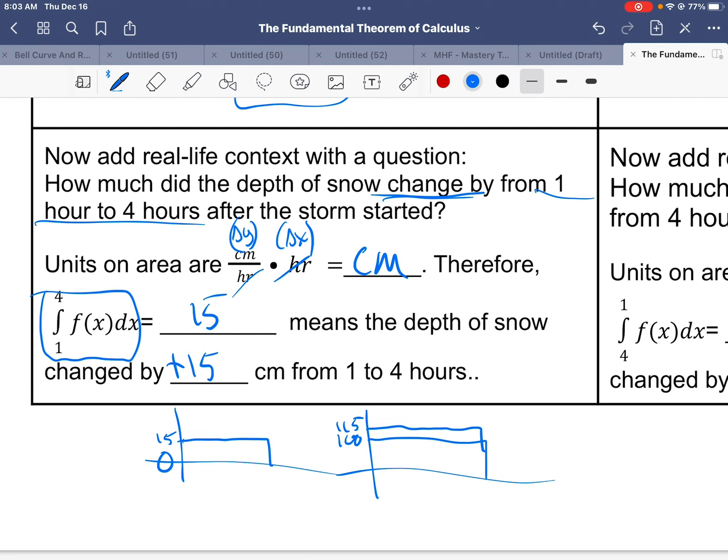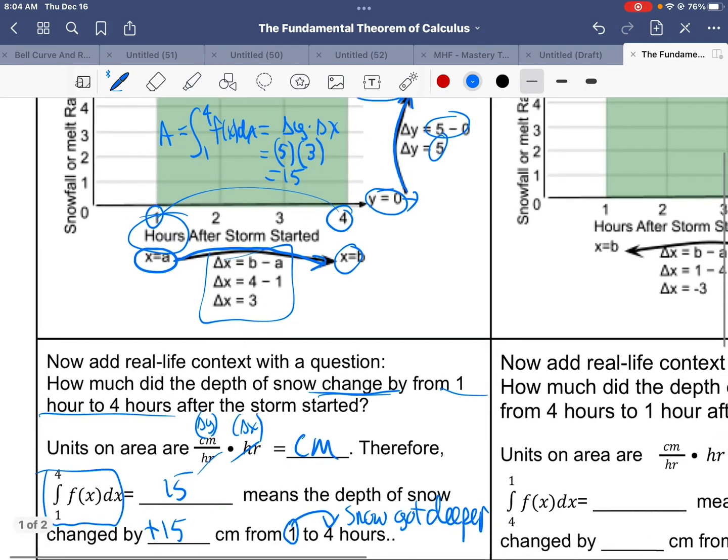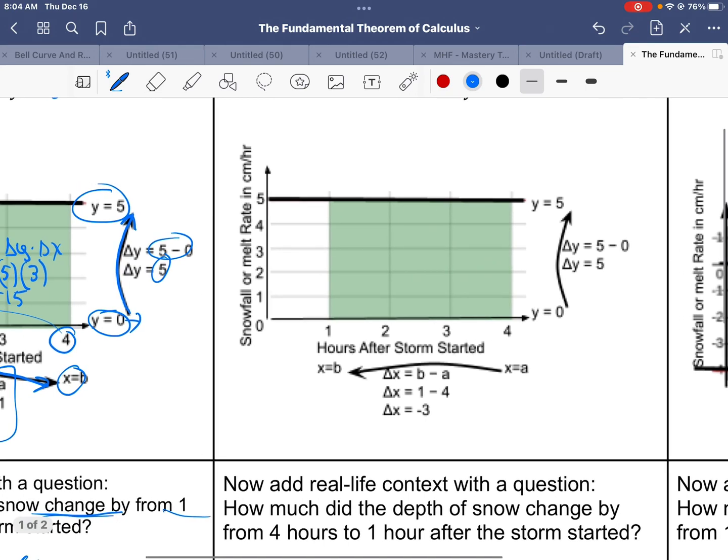In other words, going from 1 hour to 4 hours, the snow got deeper, okay? The snow got deeper. We don't know how deep it is. We just know it got deeper by 15 centimeters, okay? It got deeper by 15 centimeters. Okay, let's look at another question.